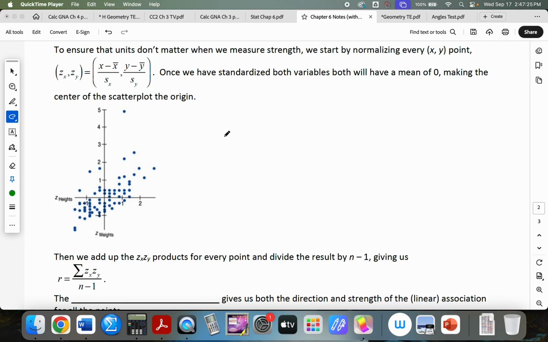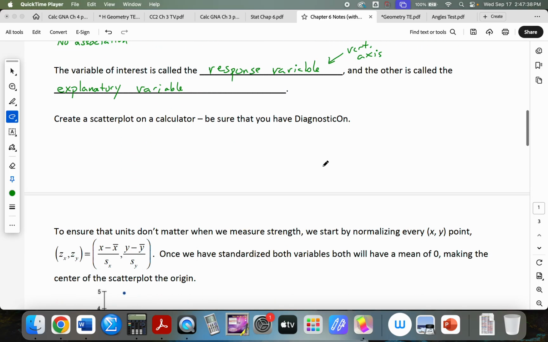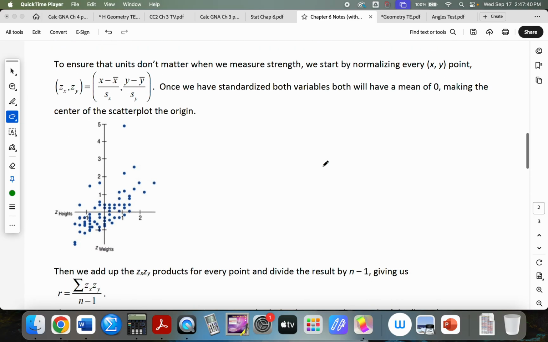One of the things that they do to start off with is to ensure that the units don't matter. They start by normalizing the coordinates of every point. So they take a scatter plot like one of these, take every single ordered pair, and they find its z-score in terms of x and its z-score in terms of y. Finds those 2 points.